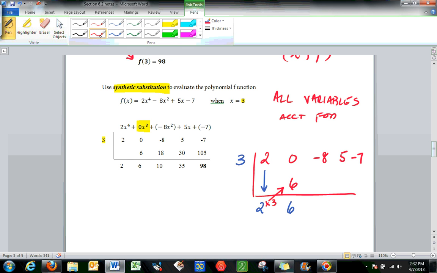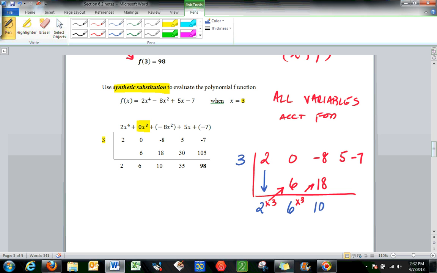Again, I'm going to go through the same process as we did before. Instead of 2 times 3, now I'm going to do 6 times 3, and I'm going to bring that number in here, which is going to give me 18. And I'll combine 18 and negative 8 together, which is going to simply give me a positive 10.